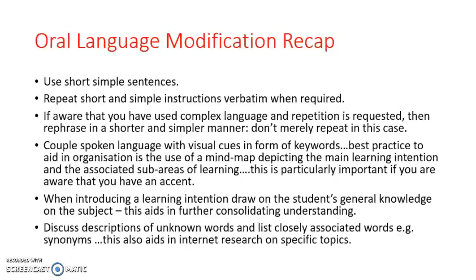When you are introducing your lesson, try to link the learning intention with a child's prior knowledge. This will give them some kind of association in terms of their own knowledge to better understand the new knowledge that is being introduced to them. And when an unknown word is identified, try to describe this unknown word to the child and provide synonyms for the child so that they're easily able to do web research using these synonyms about the topic.